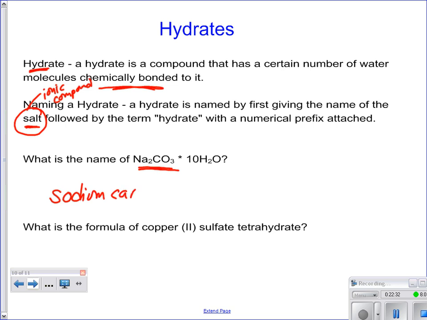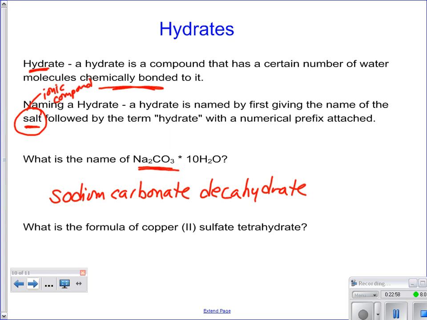Sodium carbonate. So we're naming our hydrate. And then what's our prefix for 10? Deca. So deca hydrate. That's all you need to do to name these, is you're just naming that ionic compound, and then you also have to name the water molecule afterwards with the prefix by saying a prefix in hydrate.